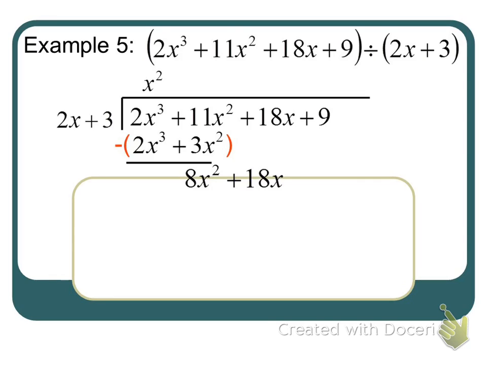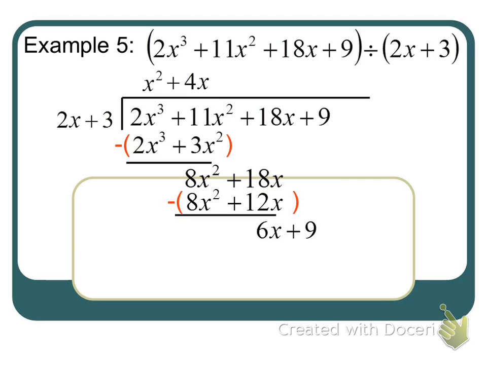Everybody with us? Most of y'all are working ahead. 2x divides into 8x squared 4x times. 4x times 2x plus 3 is 8x squared plus 12x. Subtract. Now that subtraction sign is where people miss these problems. You forget to change the signs. 8x squared minus 8x squared is gone. 18x minus positive 12x is 6x. Bring down the plus 9.